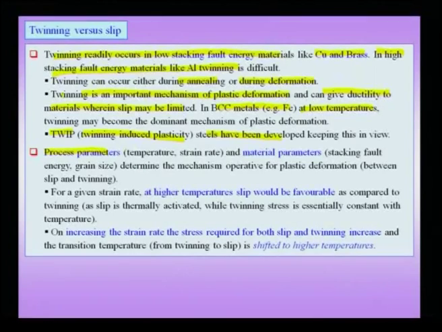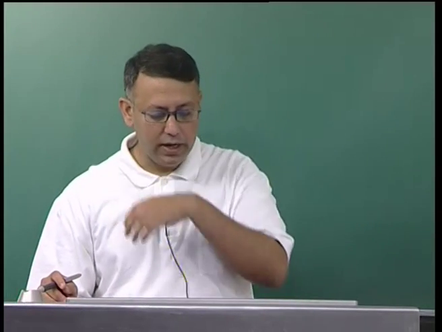For instance, suppose I can get 20% ductility because of slip, then typically the twinning value would be 1 to 2%, which is much smaller than that by slip. Process parameters like temperature and strain rate, and material parameters like stacking fault energy, grain size, etcetera, determine the mechanism operative for plastic deformation. And I am here only contrasting two mechanisms. I am not taking the gamut of all the mechanisms which I had stated before. I am only talking about twinning and slip.